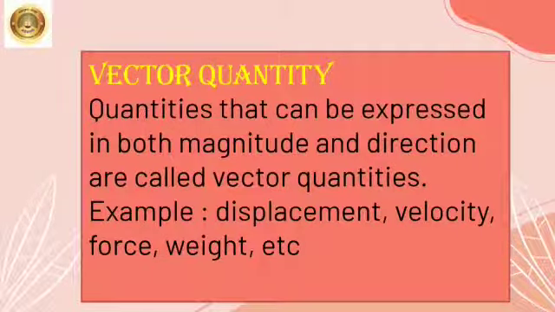Vector quantity. The quantity that is expressed completely only when magnitude and direction are both given is called a vector quantity. Displacement, velocity, etc. are vector quantities. For example, a displacement of 20 kilometers towards the north, or the aeroplane is flying with a velocity of 500 kilometers per hour towards Mumbai.